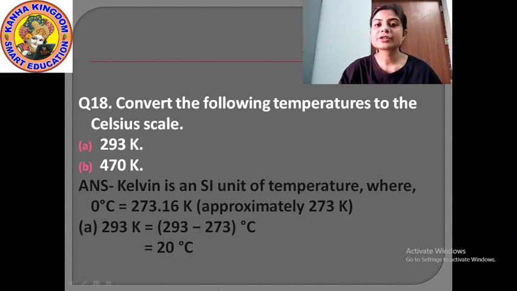Yes or no? To change the temperature from Kelvin to Celsius, you have to subtract. But if you need to change the temperature from Celsius to Kelvin, you have to add. Because the temperature in Kelvin is always high and the temperature in Celsius is always less. Okay? So 293 Kelvin is equal to 293 subtracted by 273 degrees Celsius, that is equal to 20 degree Celsius. Okay?